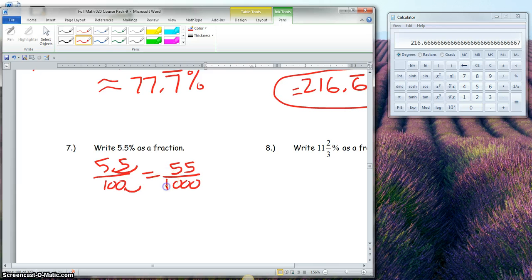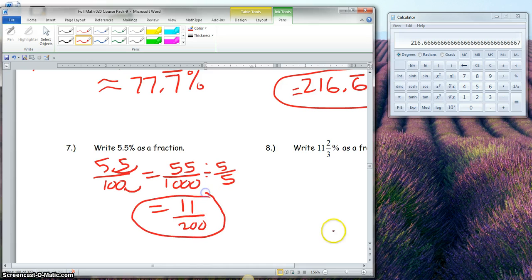Now we need to simplify this. 55 and 1,000 both have 5 in common. 55 divided by 5 is 11, and 1,000 divided by 5 is 200. So that is our final answer.